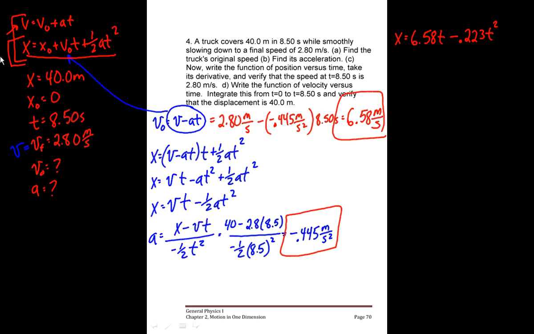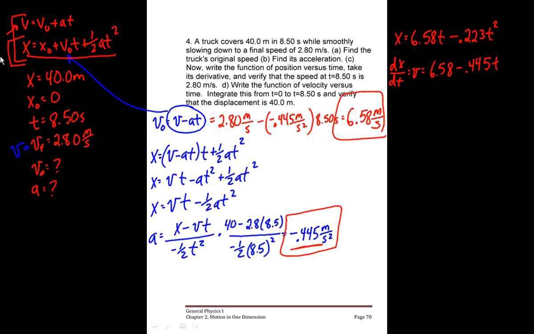Now, I want to take the derivative. So dx dt, which is going to equal v, by the way, is going to be 6.58 minus 0.445t. All right, I did 0.445 because I knew that I'd taken half of this value. All right, 6.58 minus 0.445t, that's my speed.